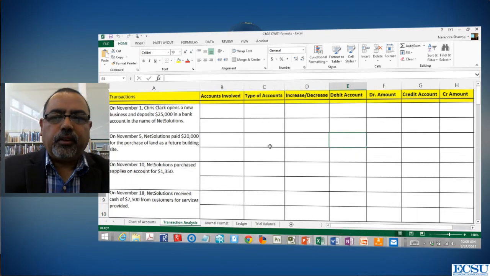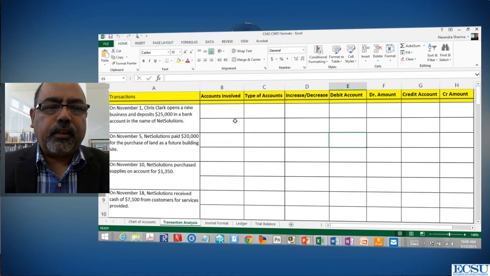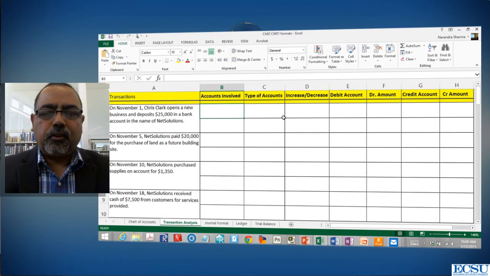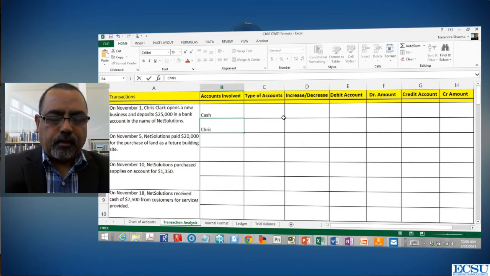Then we are going into the transaction analysis. So this chapter deals with transaction analysis. First, what are the two accounts involved? On November 1st, Chris Clark opens a new business and deposits $25,000 in a bank account in the name of Net Solutions. So the first account is your cash account. And then next is the Chris Clark Capital.